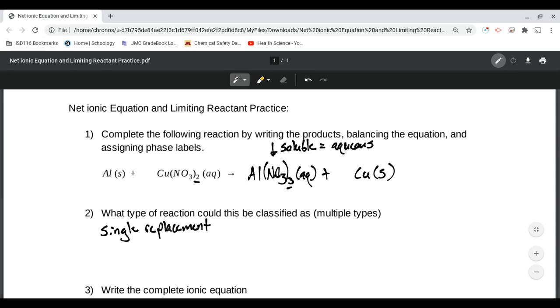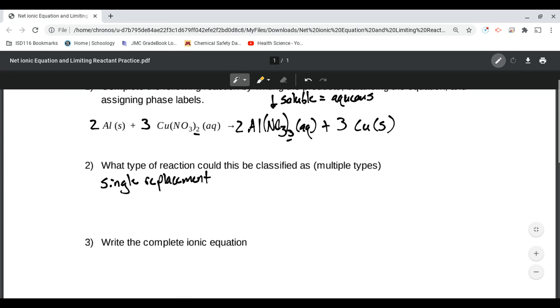Now, to get these balanced out, I'm just going to keep nitrate together as a compound. I'm not going to make an atoms list with nitrogen and oxygen. To get the same amount of nitrates on each side, I need to put a 3 in front of copper 2 nitrate, and I need to put a 2 in front of aluminum nitrate. This then gives me 2 aluminums on my product side, so I need to place a 2 in front of the solid aluminum. And on my reactant side, I have 3 coppers, which means that I need to put a coefficient of 3 in front of the solid copper.